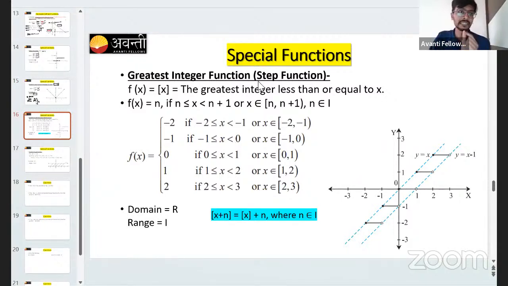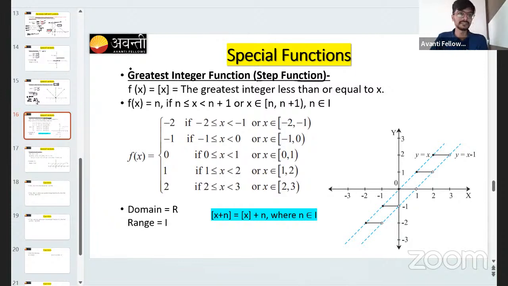Greatest integer function is also known as step function. I'll explain the meaning, but let's go slowly. For the greatest integer function, I can give input any value, but the output will only be an integer. I can give input any real number, and the output will only be an integer. That's why it is called integer function.